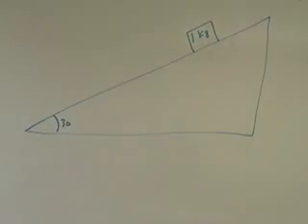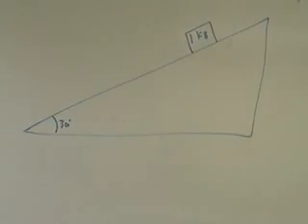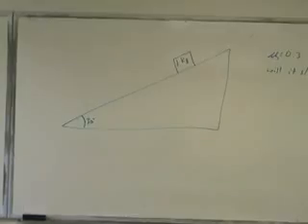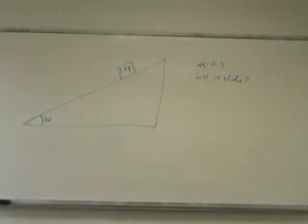Okay, we've got this setup. We've got a slope, 30 degrees. We've got a 1 kilogram block on that slope, and a static coefficient of friction of 0.3. Is that block going to begin to slide down the slope?